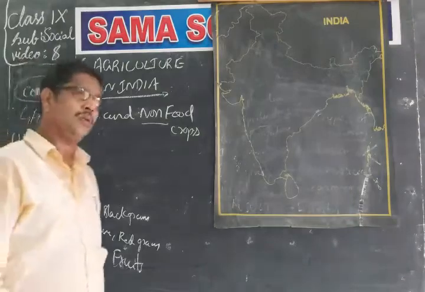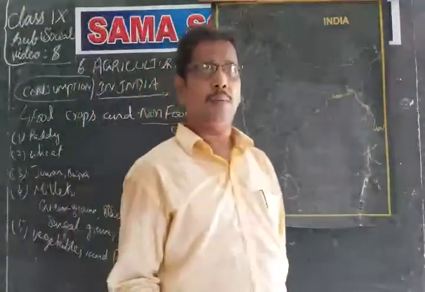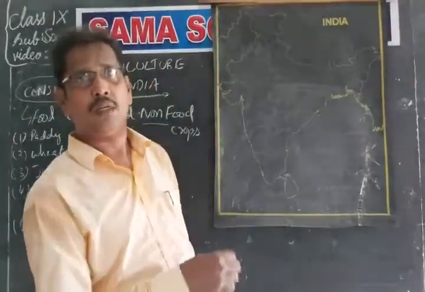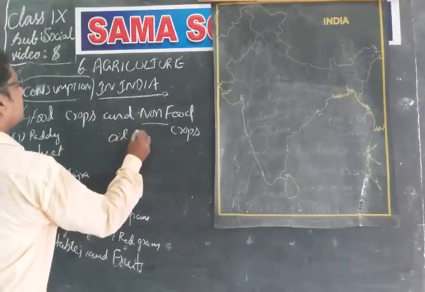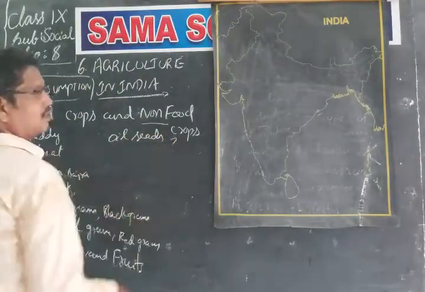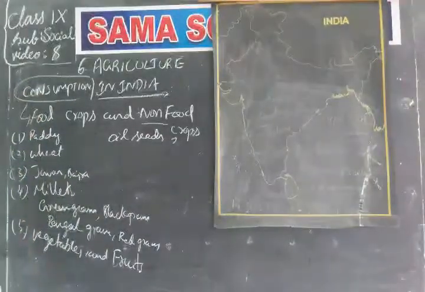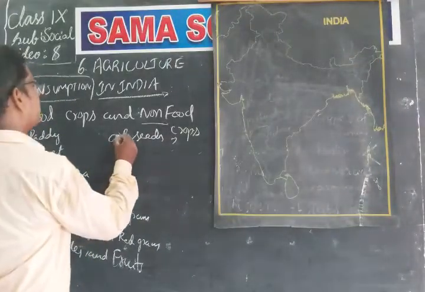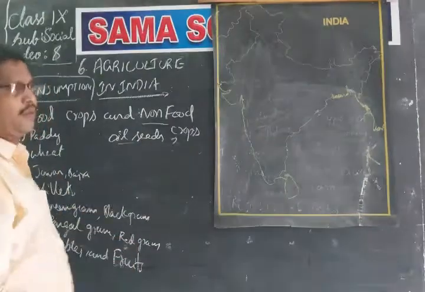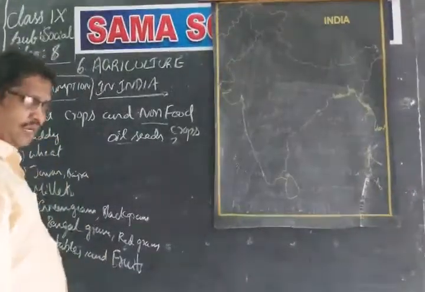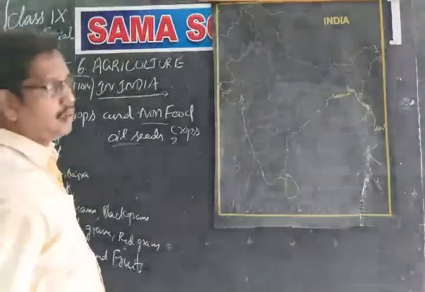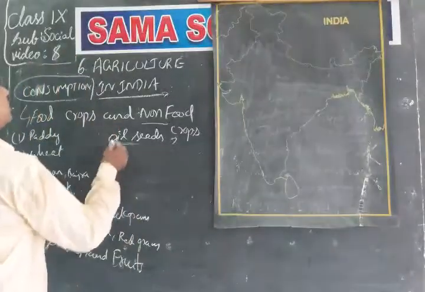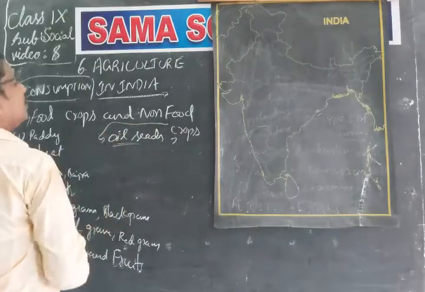Some kinds of crops belong to both categories, food crops and non-food crops. For example, oil seeds. We require edible oils, no? We are getting oils, and some kinds of oils are useful for other industrial purposes, like cleaning machinery. Some kinds of oils are taken from the oil seeds. However, oil mostly comes under non-food crops.